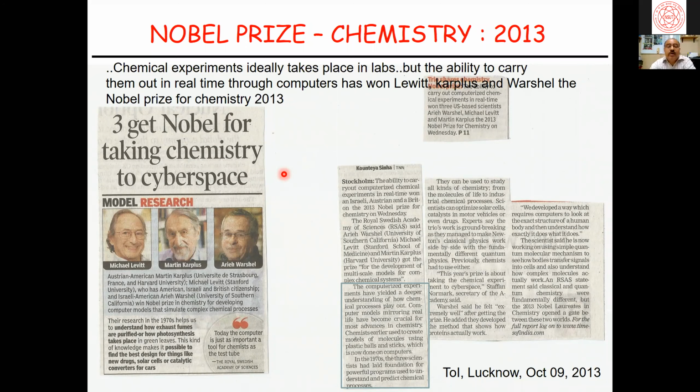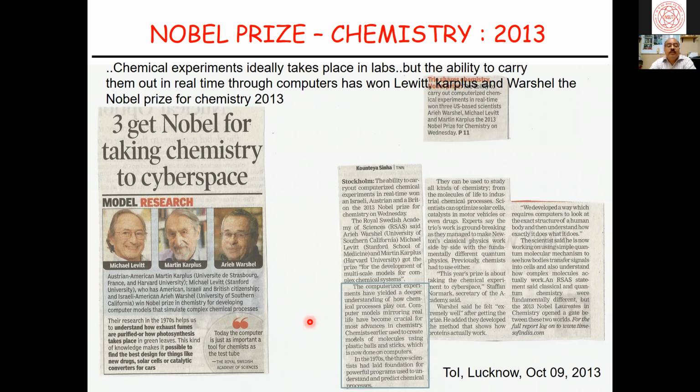This highlights how important computers are in the current era for studying various properties of molecules. Their research in the 70s helps us understand how exhaust fumes are purified or how photosynthesis takes place in green leaves. This kind of knowledge makes it possible to find the best design for things like new drugs, solar cells, or catalytic converters for cars. So there are lots of applications. Today, the computer is just as important a tool for chemists as a test tube.